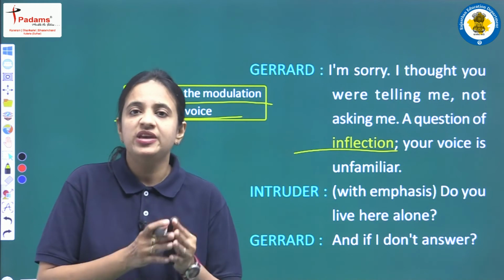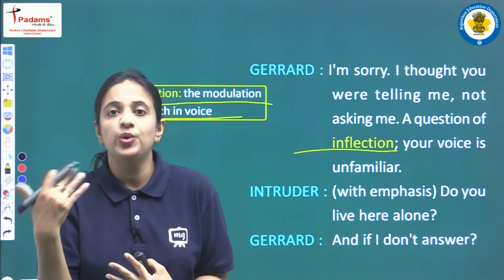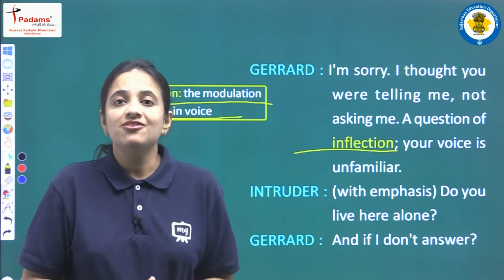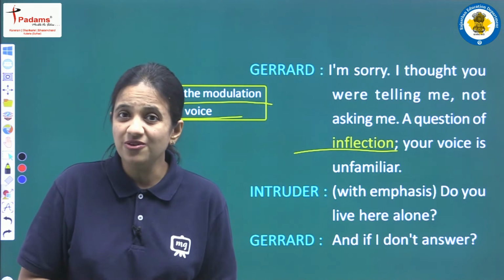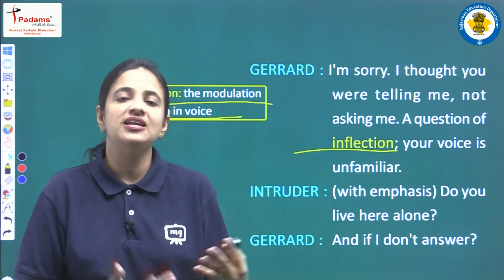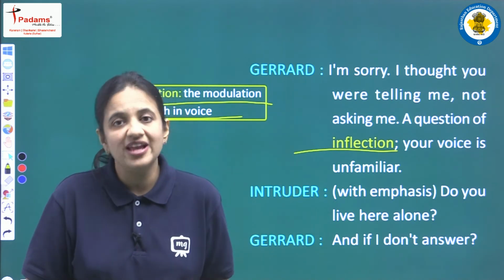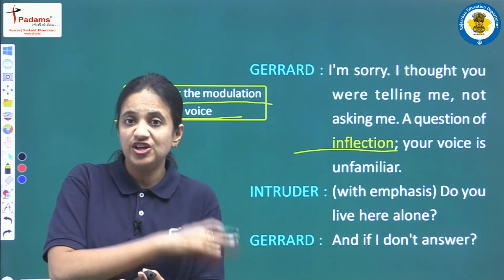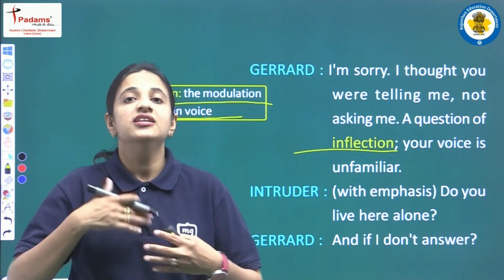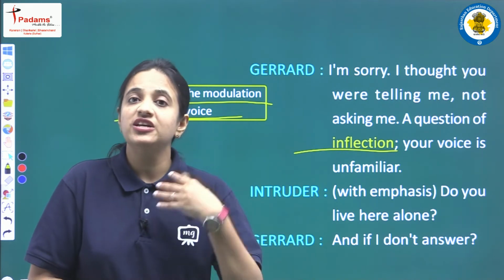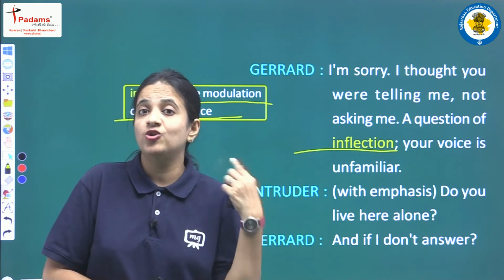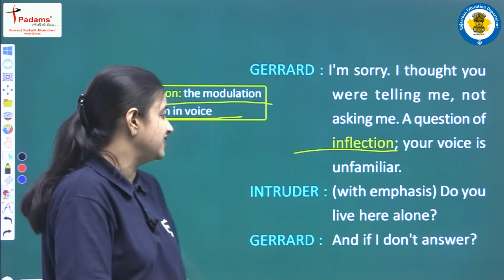It means that we can state a sentence in two ways. If we are telling, then we will say, okay, you live here alone, and if we are asking, then we will say, do you live here alone? So with the help of the modulation, the pitch and the tone, we can recognize whether it is a question or a statement. Gerald is saying the same thing: he was unable to understand from the pitch in which the intruder was speaking whether he was telling or asking.